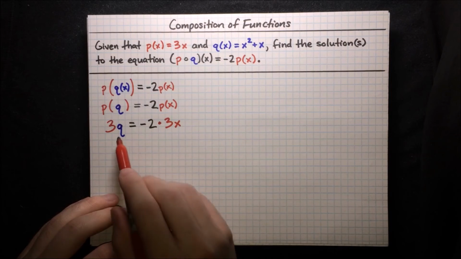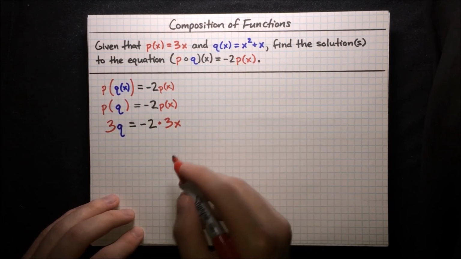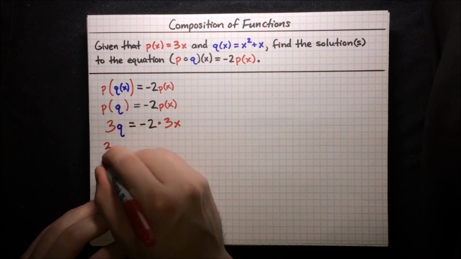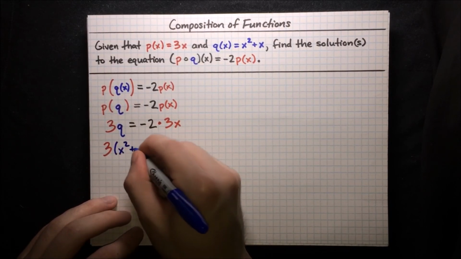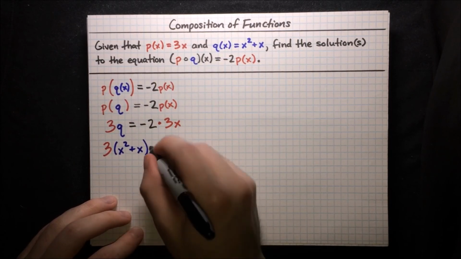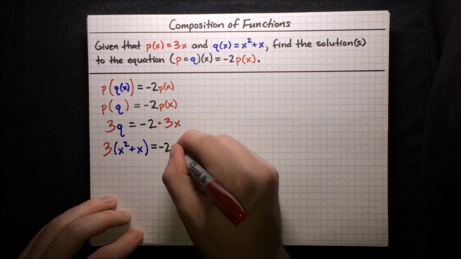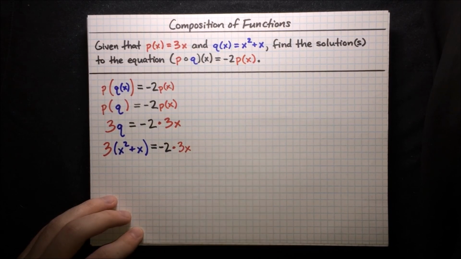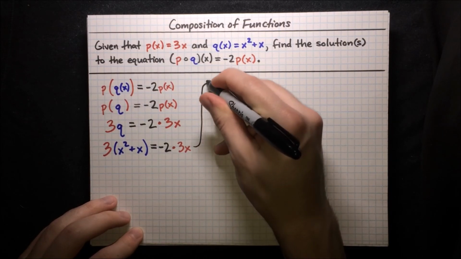Now we need to get q in terms of x, and we've got this formula right here. q of x is x squared plus x, so just sub that in. 3 times q, so 3 times x squared plus x is equal to negative 2 times 3x. Now we finally have an equation that we can solve for x. So let's bring it up over here and let's solve it.